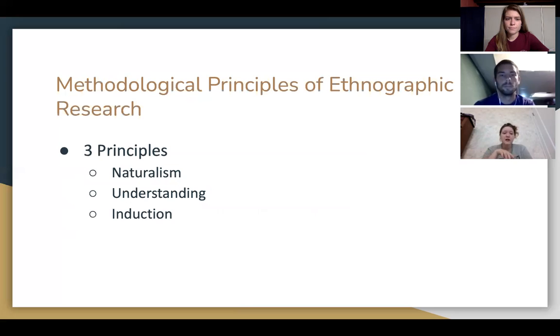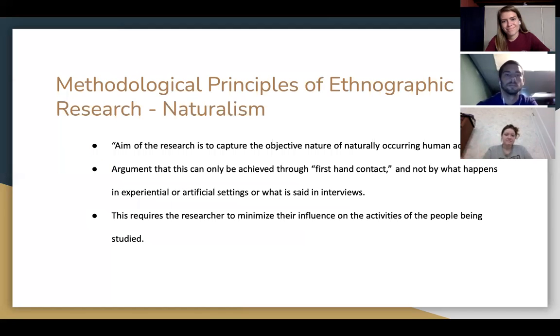There are three methodological principles of ethnographic research. They are naturalism, understanding, and induction. Naturalism is typically the aim of the research to capture the objective nature of naturally occurring human interaction. So this is just concerned with how people behave in their genuine life experiences.